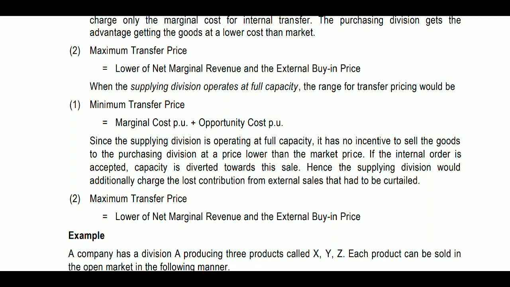Next, at 100% capacity, the minimum transfer price will be marginal cost plus opportunity cost. We already have 10,000 hours of work, but division B is asking for 1,000 hours. If we produce for B, we lose some other work, and that is added to our cost as opportunity cost. The maximum transfer price does not change anywhere.